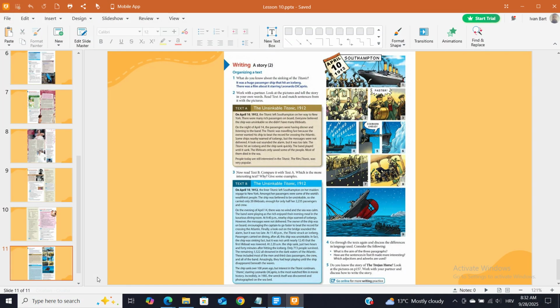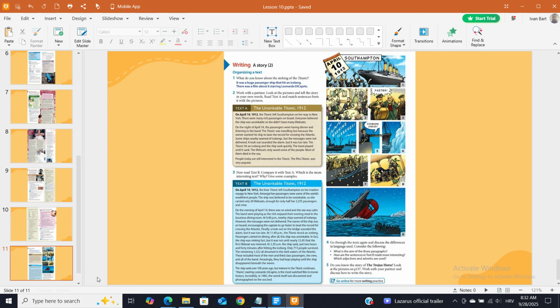The Titanic hit an iceberg and the ship sank quickly. The band played until it sank. The lifeboats only saved some of the people. Most of them died in the sea. People today are still interested in the Titanic. The film, Titanic, was very popular.